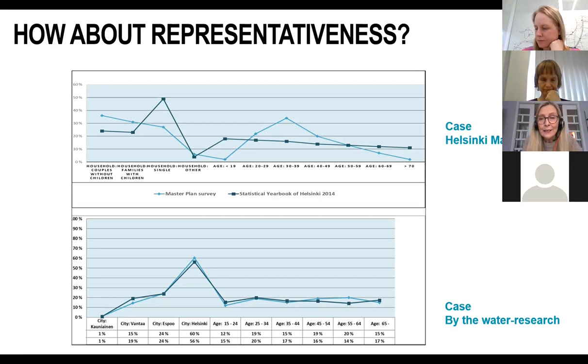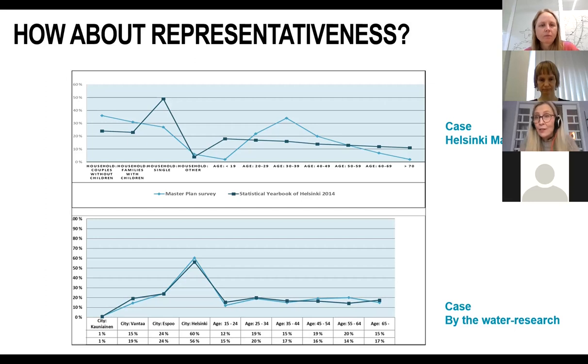Here you can see two cases. Above, there is the Helsinki master plan case, where the planners collected the data using just open marketing, very often in certain Facebook pages, for example. And you can see that there are quite severe compromises in representativeness. In this case, for example, age group families, people from 30 to 39 were clearly overrepresented, while the oldest age groups were underrepresented.